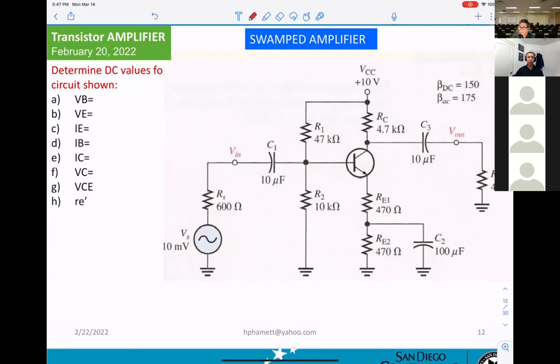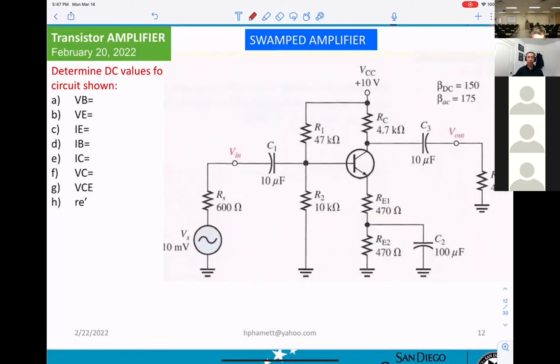Okay. 1.75. Exactly. VE. Right? 2.45. No, minus 1.07, 1.05. Yeah, that's what I get, 1.05.